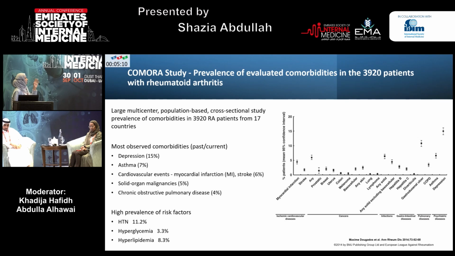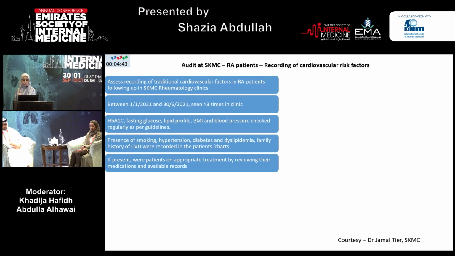This is a study I would like you all to be aware of. It's the COMORA study, which looked at the number of comorbidities in patients with rheumatoid arthritis across 17 different countries, about 4,000 patients. You can see a whole array of comorbidities in these patients, from depression to cardiovascular events. An interesting point is that not only did they have cardiovascular morbidity, but they also had an increased prevalence of risk factors compared to the population who don't have rheumatoid arthritis. So this is some of the local data that we have in SKMC.